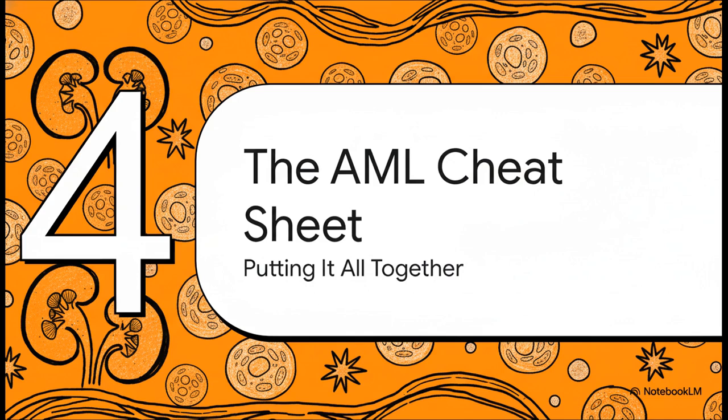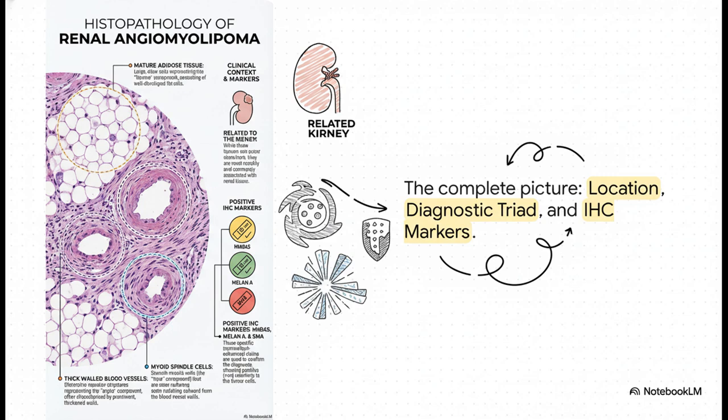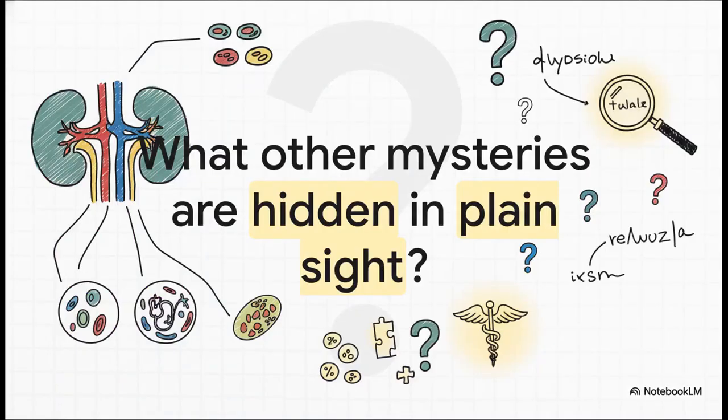Okay, so let's pull all these pieces together. We've taken the name apart, we've found all the visual clues. Now let's just run through our complete diagnostic cheat sheet one more time. And this slide right here is your perfect takeaway. It summarizes everything beautifully. First, you've got the location, most commonly the kidney. Then you have that all-important diagnostic triad, the mature fat cells, the thick-walled vessels, and those myoid spindle cells coming right off them. And finally, you have the positive IHC markers that just seal the deal. It's pretty amazing, right? How a ridiculously long, intimidating word can be broken down into simple, observable parts. It really makes you wonder, doesn't it? What other medical mysteries are out there, hiding right in the name, just waiting for us to look a little closer?